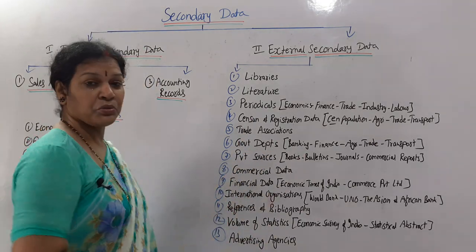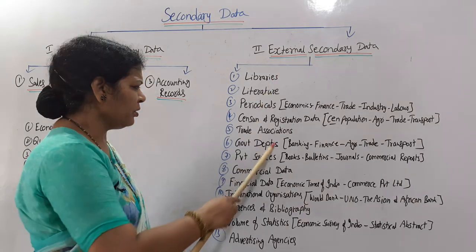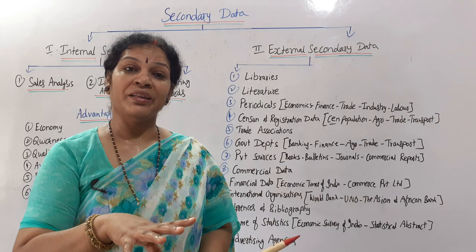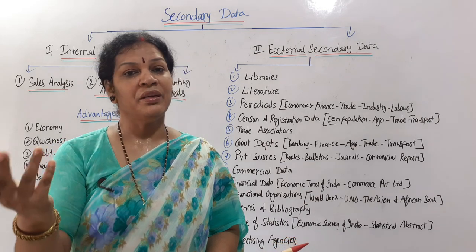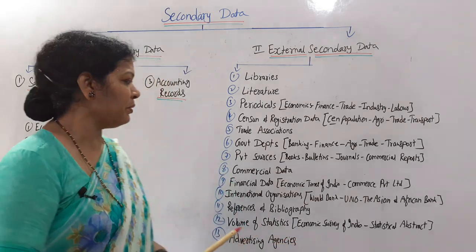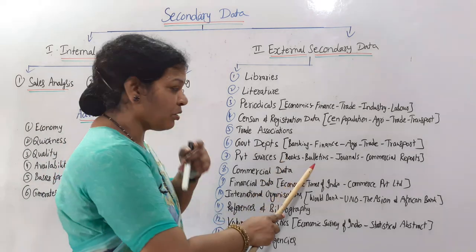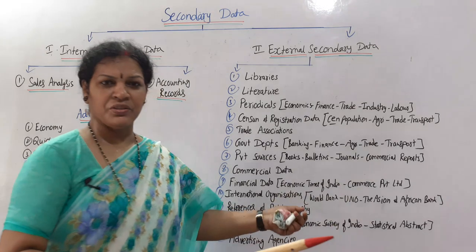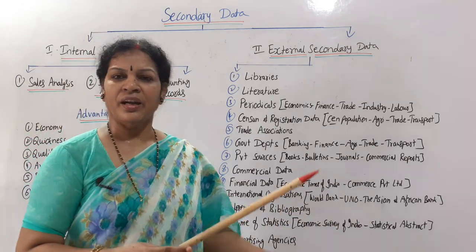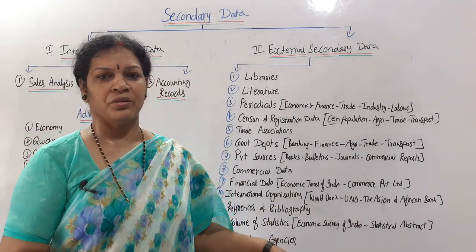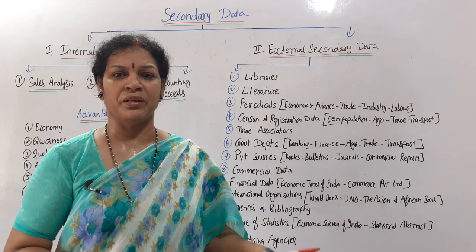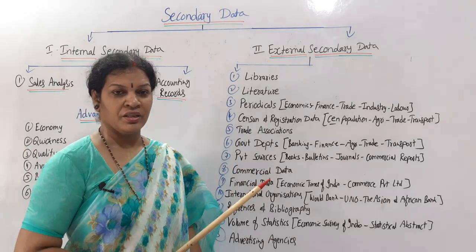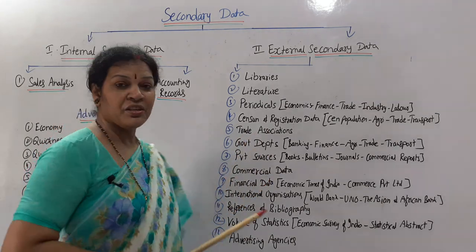Next one is the private sources. There are some private sources, privately providing the data, but it can be utilized by anyone. For example, books, bulletins, journals, commercial reports, all of which are available in libraries and outside also, city central library or government library, university libraries. Everywhere you can find these private sources.